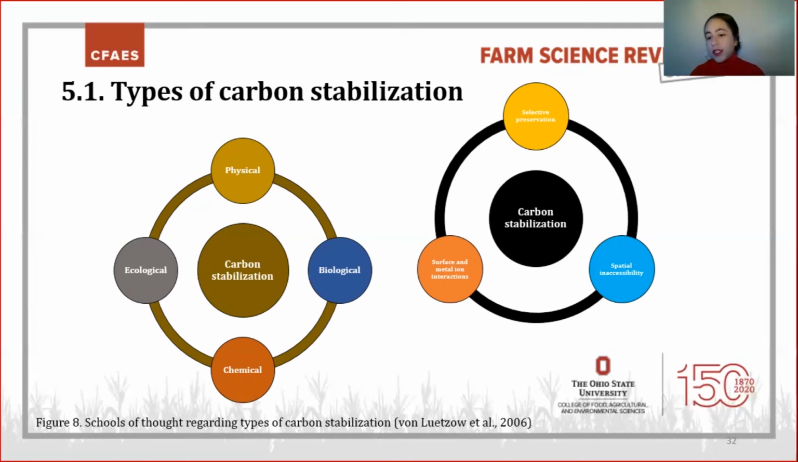In the selective preservation, I forgot to mention that this is more inclining towards the recalcitrant compounds. Now, when we talk about the rate of decomposition, there are some compounds that take a longer time to decompose, and this is the selective preservation. Spatial inaccessibility is the one that's linked to the physical carbon stabilization. And then we have surface and metal ion interactions, because they're also going to be affecting the rate of this decomposition. So there are different ways to look at this, but it's important that we think about it as a system, as different parts that are working together.